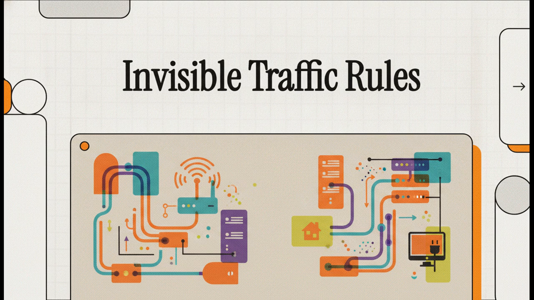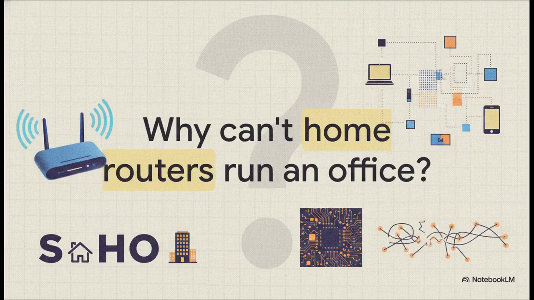We'll be focusing specifically on how different devices manage data flow, and exactly why the setup that works perfectly in your living room would completely and utterly collapse in an enterprise environment. It's a great question, isn't it? Why can't your home router run a corporate office?